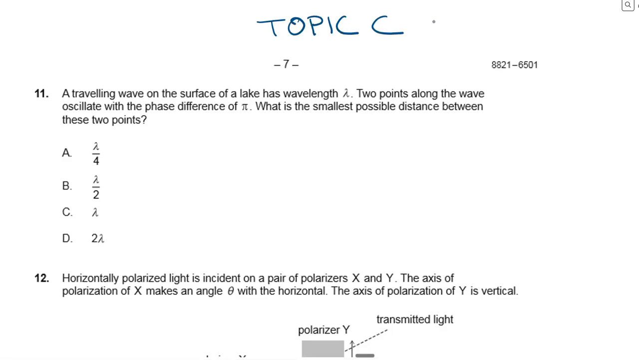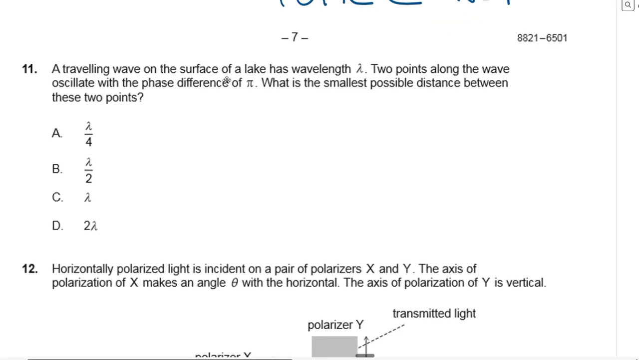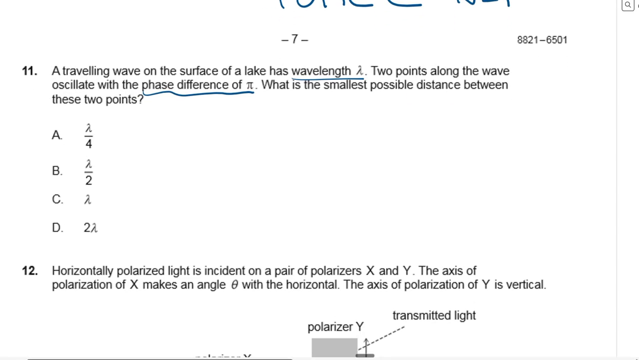And what we have is, again, November 21. A traveling wave on the surface of a lake has wavelength lambda, and 2 points along the wave oscillate with a phase difference of pi. What is the smallest possible distance between these 2 points? So the smallest possible distance between these 2 points, if we're pi out of phase, let's draw this.